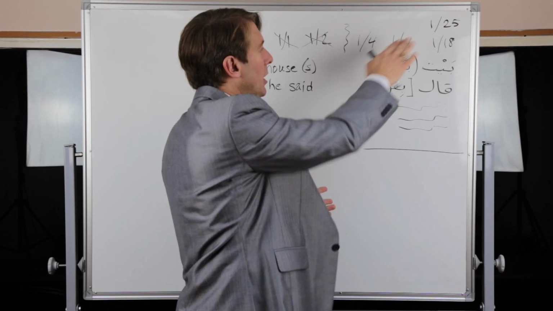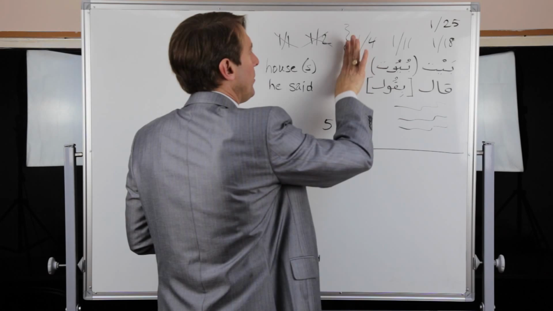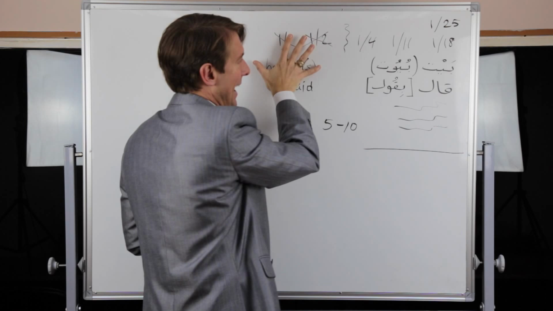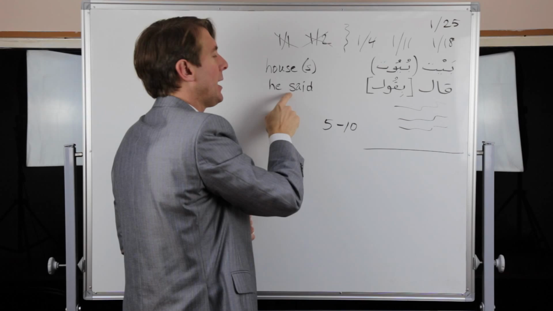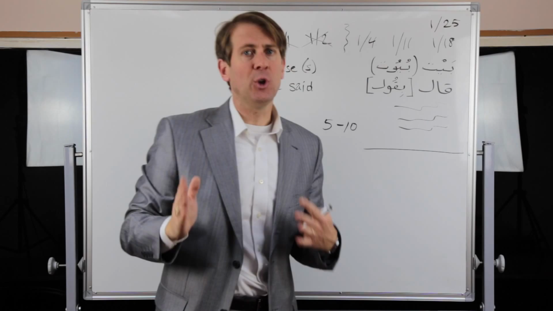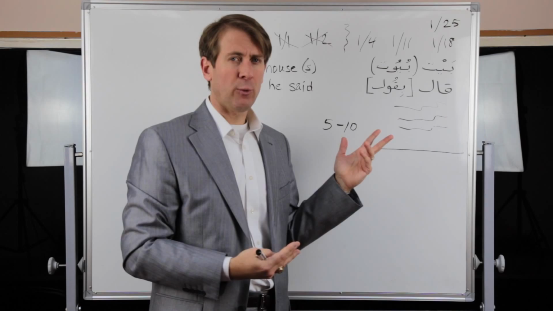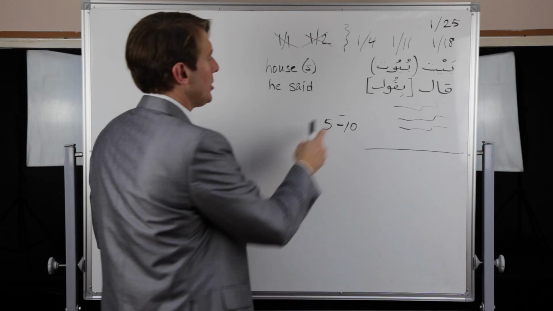But this time, from this squiggly on out, I'm going to be covering the English and guessing the Arabic. So, house, houses. House is Beit, buyut. And then I say, he said, qaal, yaqool. Okay? And don't beat yourself up if you don't get it right. All you need to do is review it. Words that are harder for you, try to do some association. Crazy association.